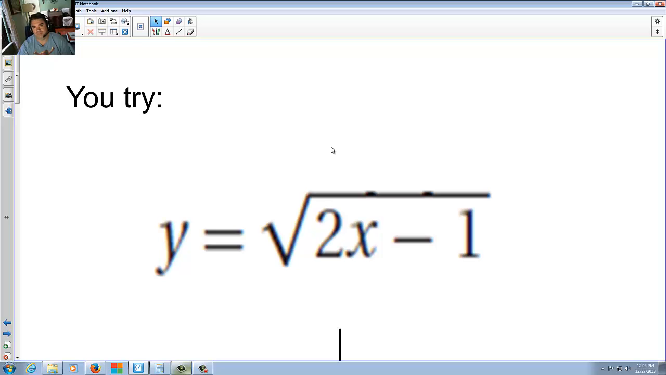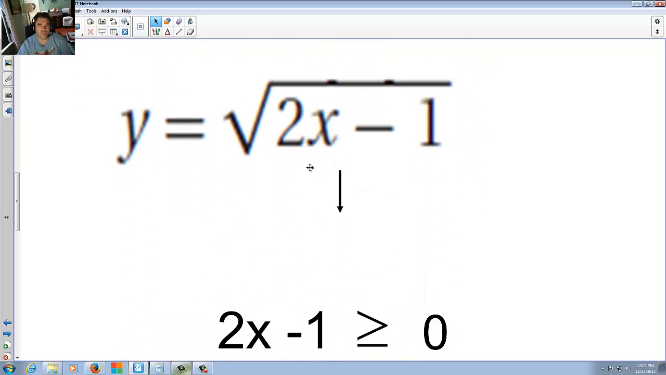You try. Go ahead. Alright. 2x minus 1 greater or equal to 0.